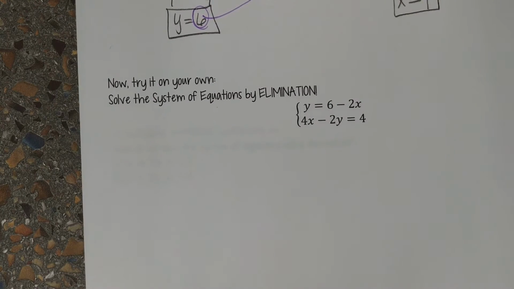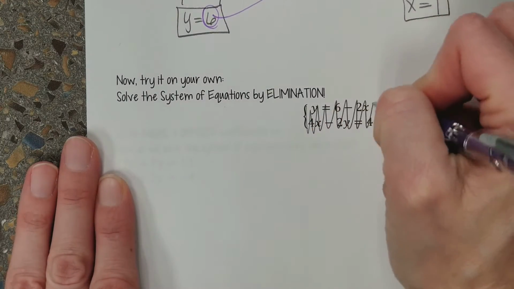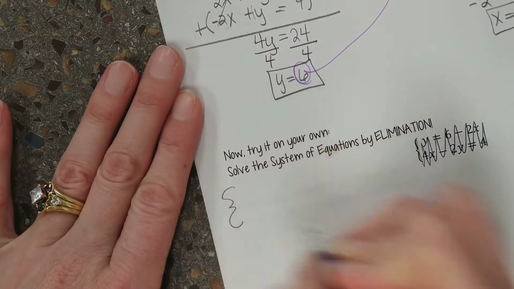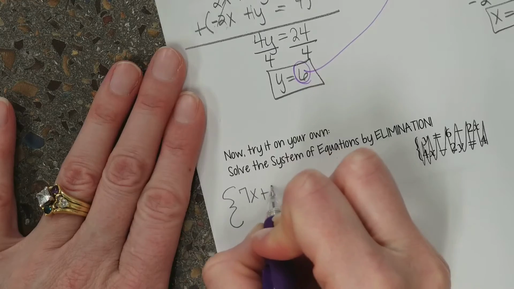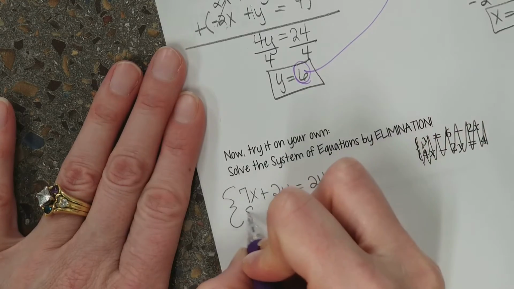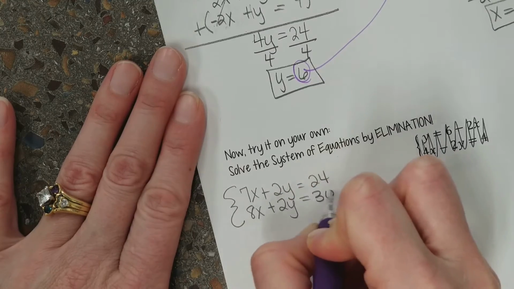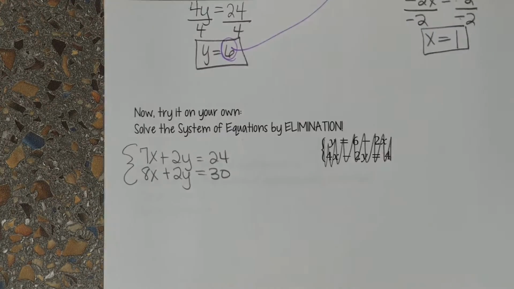All right, now this one. What I want you to do is cross this one out because we're not going to do this one. We're going to make a new one. So this is the one we're going to actually do. We are going to do 7x plus 2y equals 24, and then 8x plus 2y equals 30. That's the one we're going to do, so I'll give you a minute to write that down really quick.